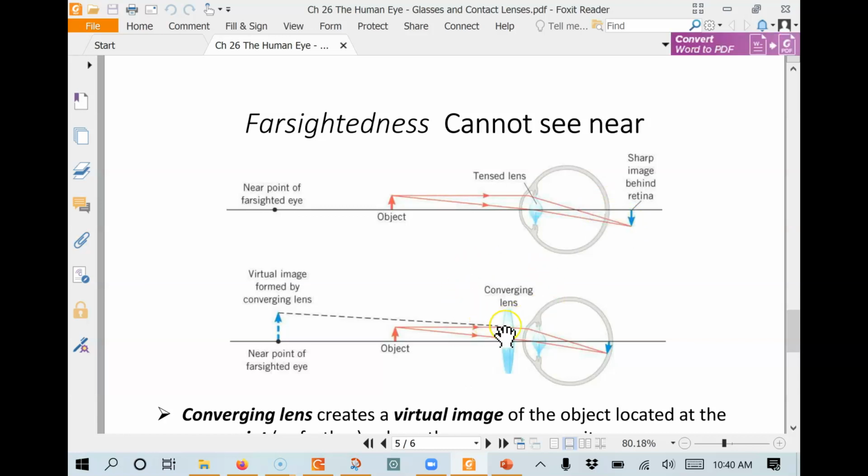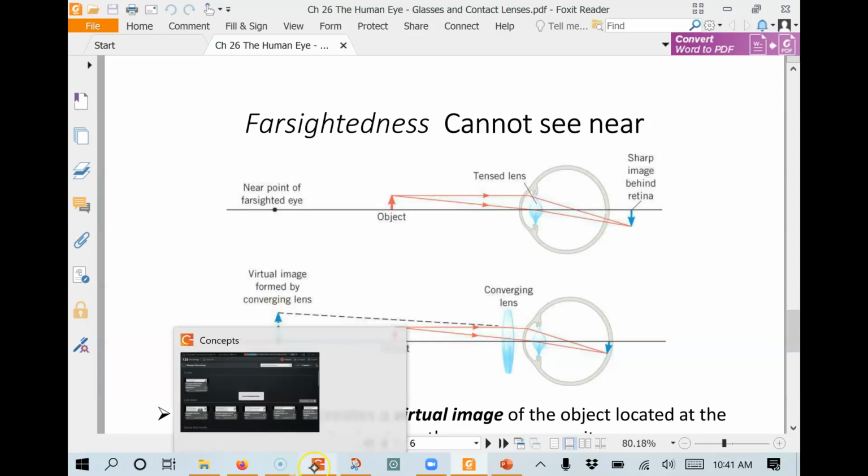We need to put an additional converging lens in there by the eye, or a contact lens on the eyeball. It gives you additional convergence in addition to your own lens, so that now you can converge that image crisply onto your retina. The way to think about this is it produces a virtual image at your near point. So you're able to see this now, in a sense, because you're seeing an image in your brain, and it's at the position where you are able to see.